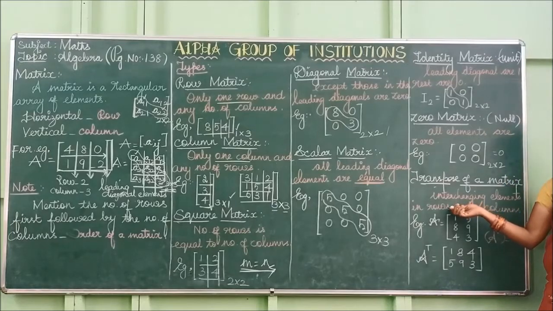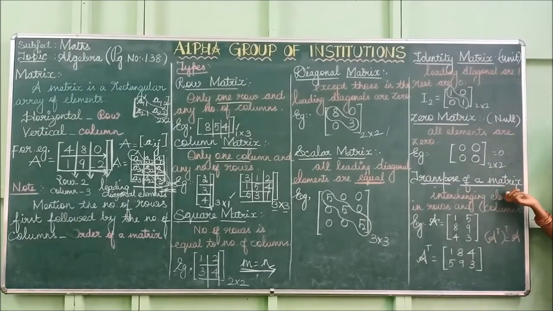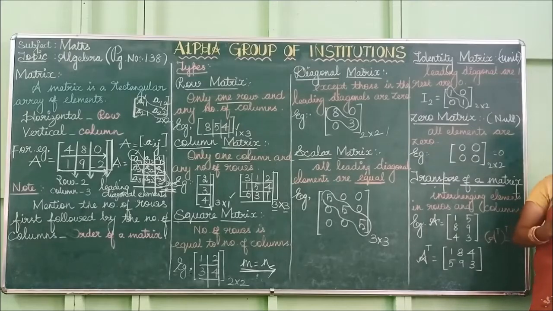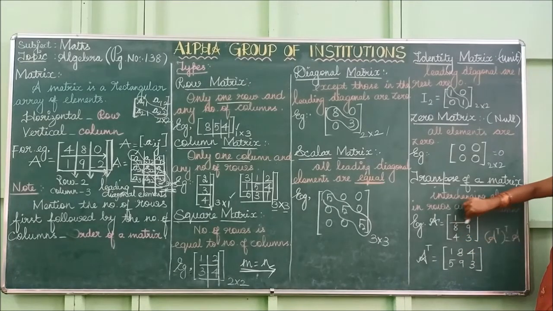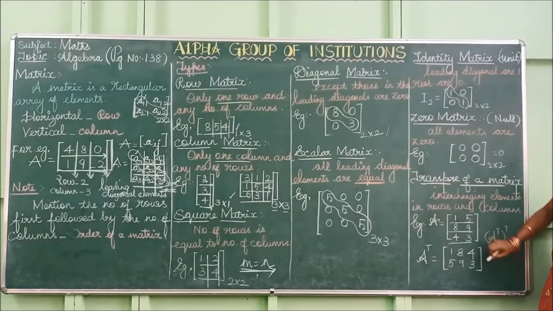Then listen, the next matrix is the transpose of a matrix. Transpose means you have to transfer, that means interchanging the elements in rows and columns. Interchanging the elements in rows and columns is called the transpose of a matrix. Now I am taking a matrix A which is equal to 1, 5, 8, 9, 4, 3. How many rows are there? There are 3 rows and 2 columns.